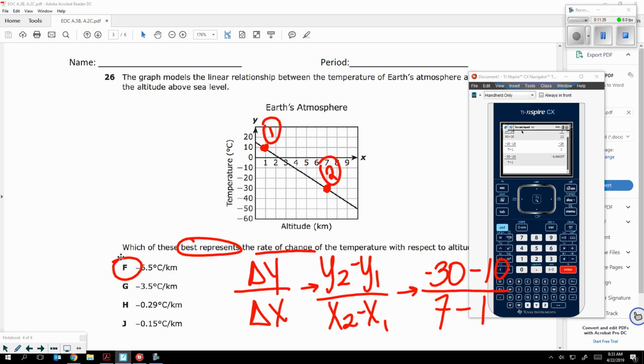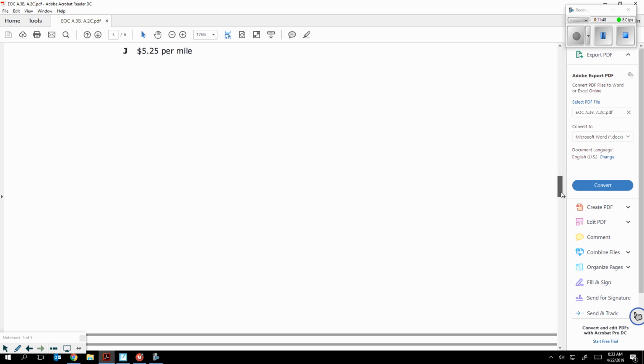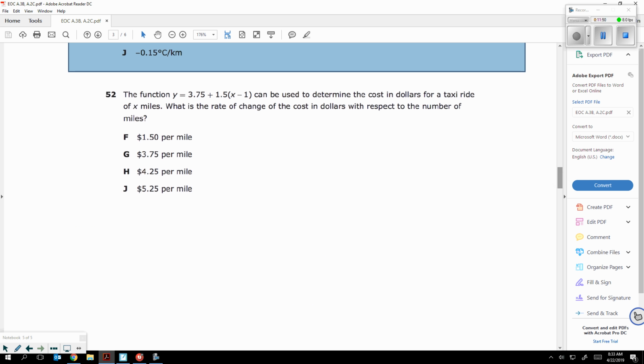Okay, if we look at 52, it says the function y equals 3.75 plus 1.5 times x minus 1 can be used to determine the cost in dollars for a taxi ride of x miles. What is the rate of change of the cost in dollars with respect to the number of miles? Okay, now for this one, it's a linear equation. Well, let's do this first. Rate of change, again, means I'm looking for the slope.